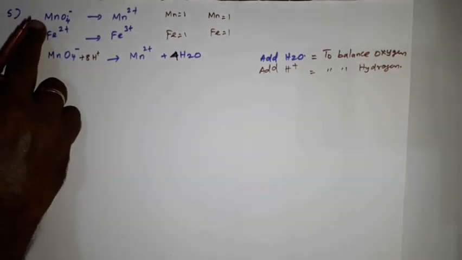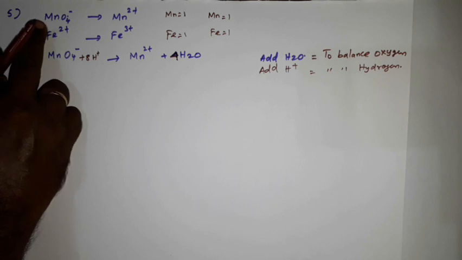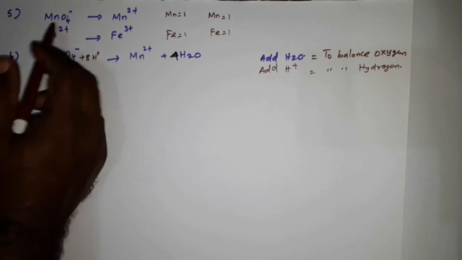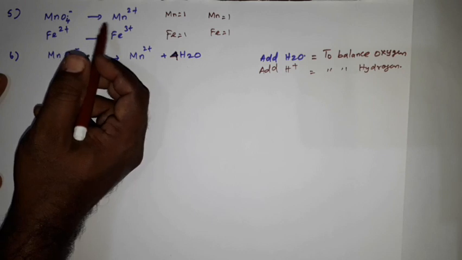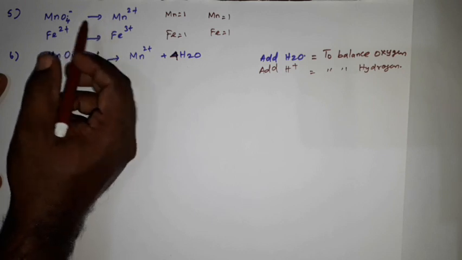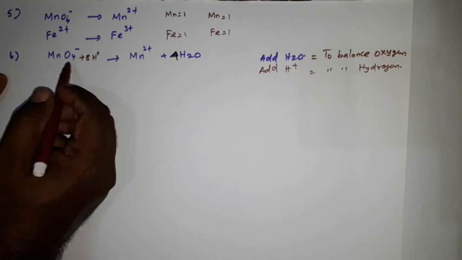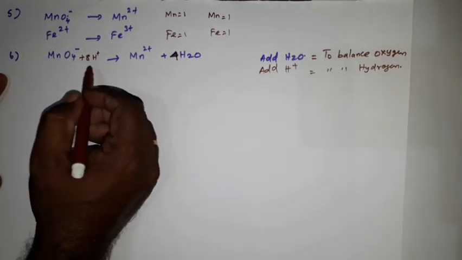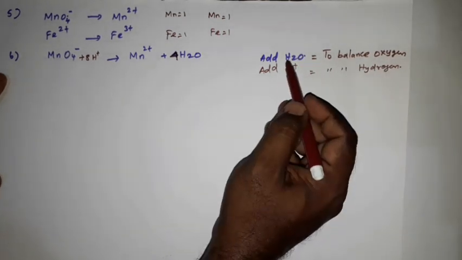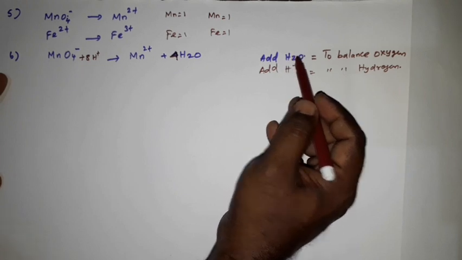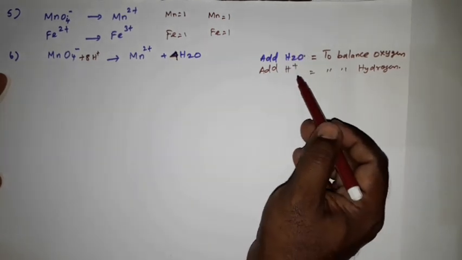In step 5, we have balanced the atom which is oxidized and reduced, so there is no change in the balancing. All are equal, so I don't put any number here. Now in step 6, we are going to balance oxygen and hydrogen. To balance oxygen, we are adding water, that means H2O. To balance hydrogen, we are adding H plus.